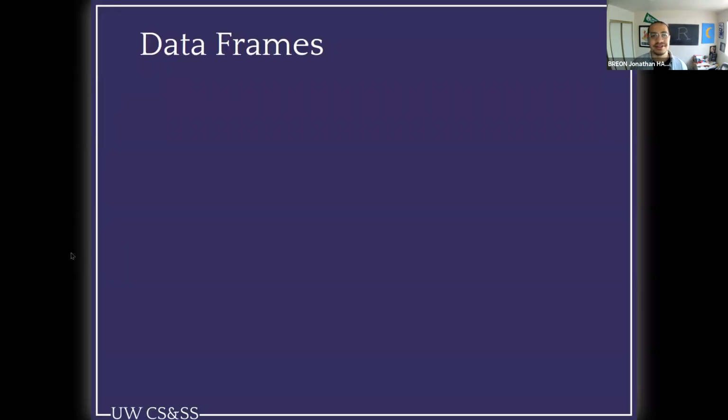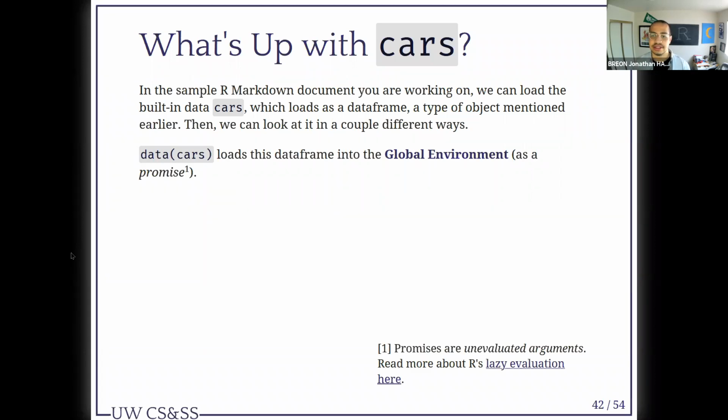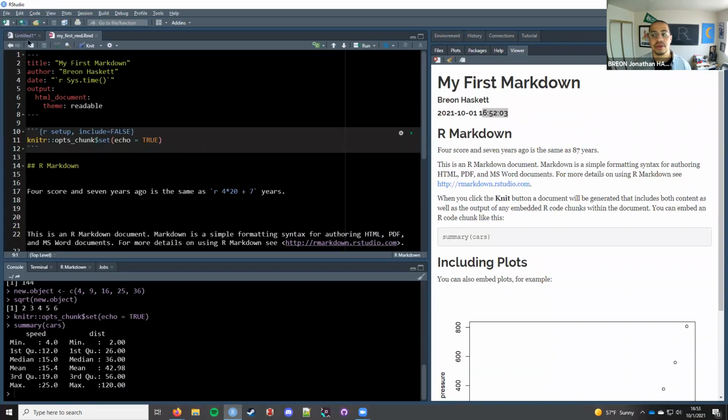Okay, on to data frames. In the sample R Markdown document you're working on, we can load the built-in data cars, which loads as a data frame. This is a type of object that we've mentioned earlier. Then we can look at it in a couple different ways. So we can use the function data, and the argument cars loads this data frame into the global environment as a promise. So let's go.